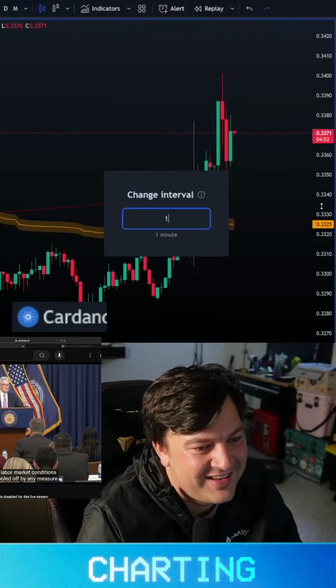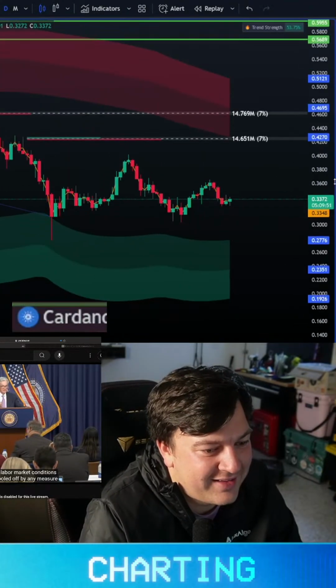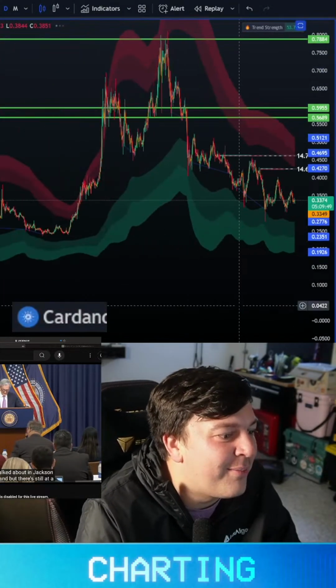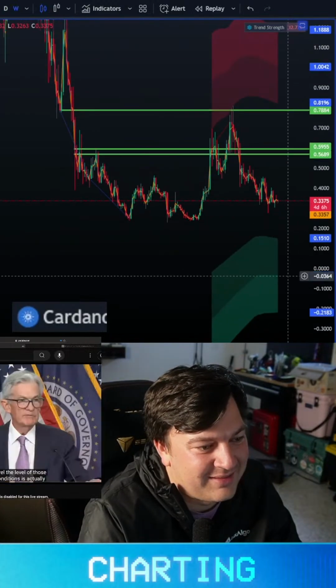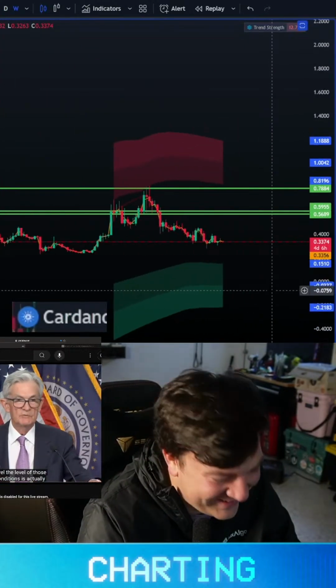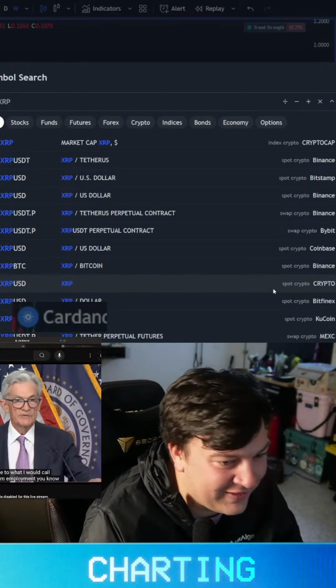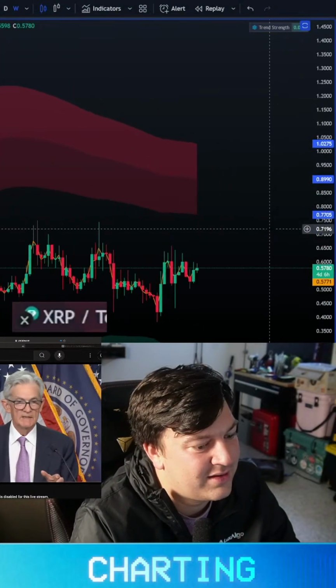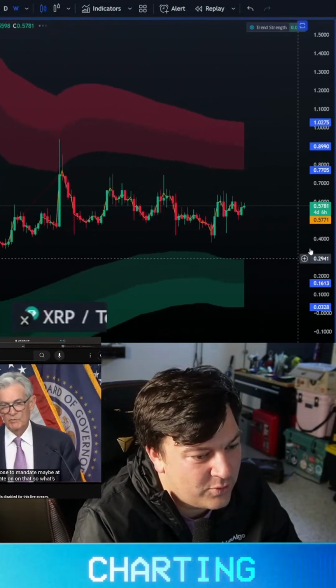Or is labor market conditions have cooled off by any measure? As I talked about in Jackson, but they're still at a level. Look at this, conditions are actually pretty close to what I would call maximum employment. So you're close to mandate, maybe at mandate on that. So what's driving it?